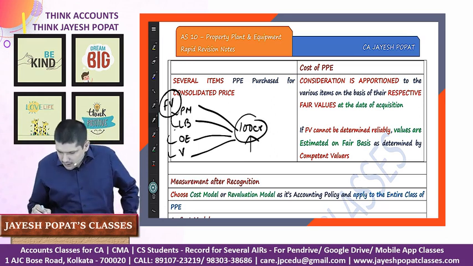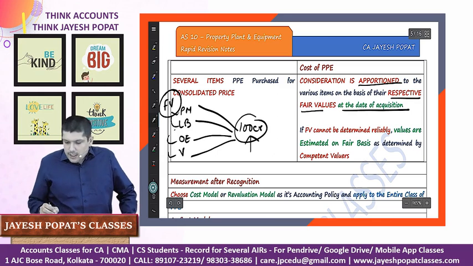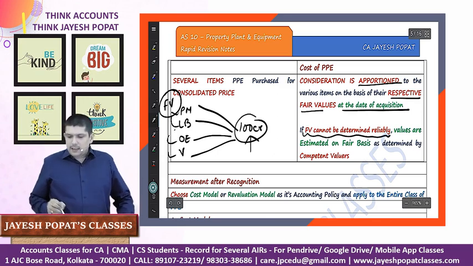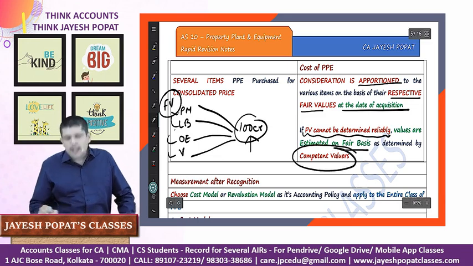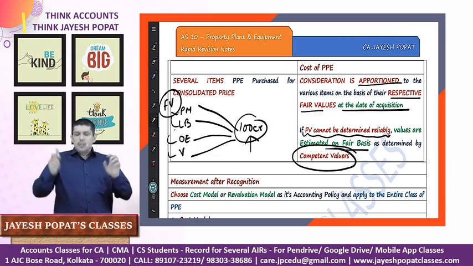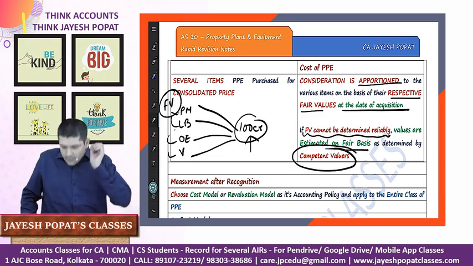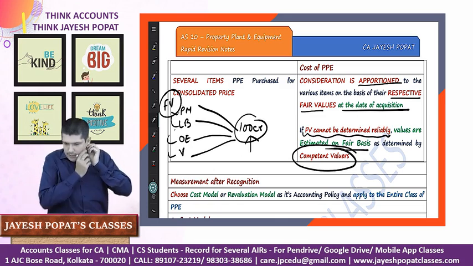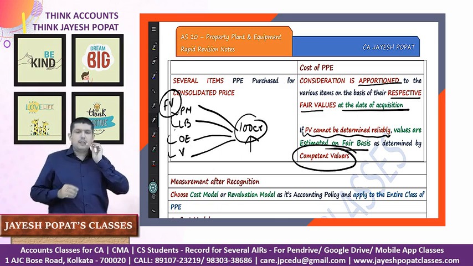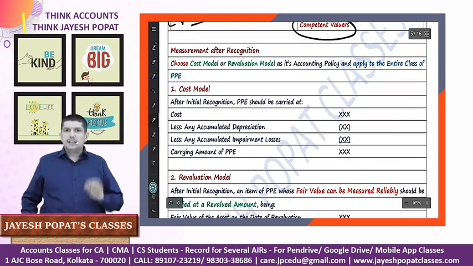right? Consideration is to be apportioned to the various items on the basis of respective fair value on the date of acquisition. But if the fair value cannot be determined reliably, then the values are to be estimated on a fair basis by a competent valuer. If the fair value cannot be determined, right, on a reasonable basis, then you need to deploy a competent valuer, and based on the valuation done by the competent valuer, you need to determine the value of the various assets which you have acquired by paying a lump sum consideration.